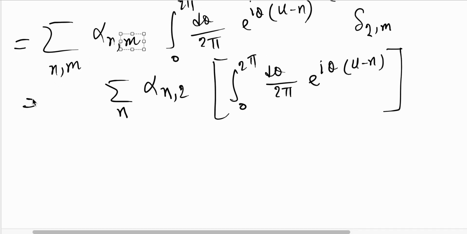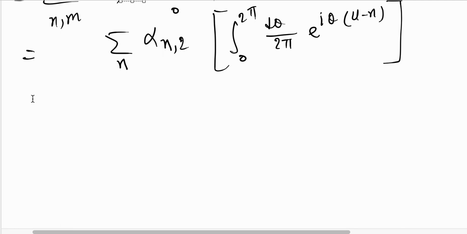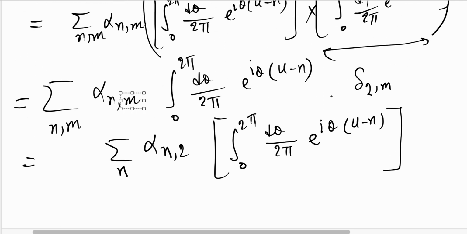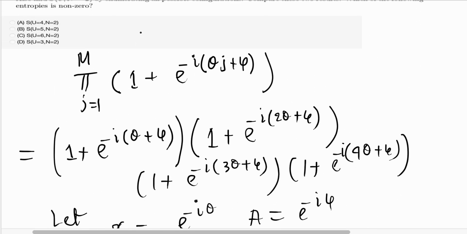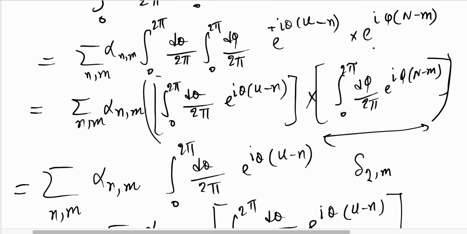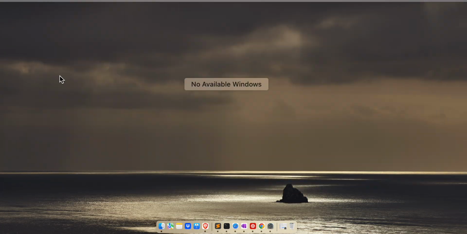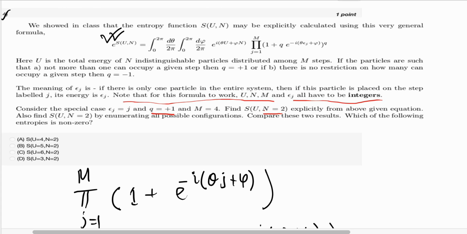Okay, now what is asked? Which of the following entropies is non-zero? If I again write α_n,2, let's see, is it 4, 5, 6, 3, which of them has non-zero entropy? Let me put each in and check it, that will be best.